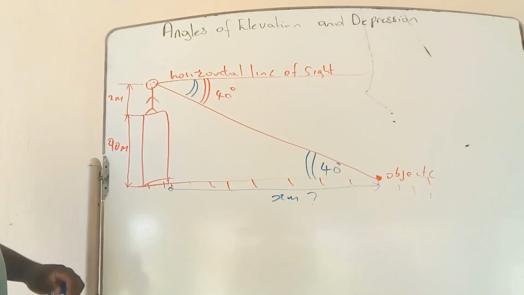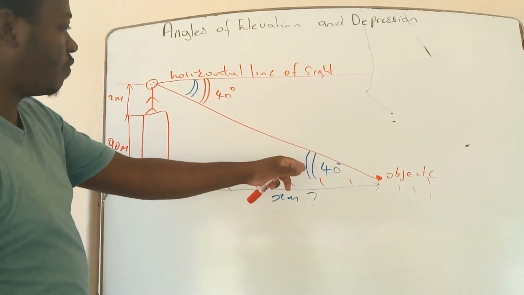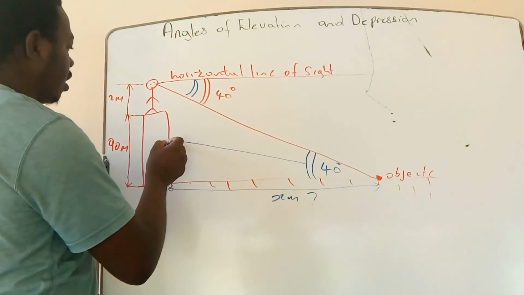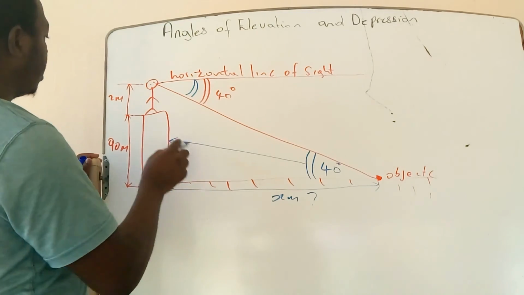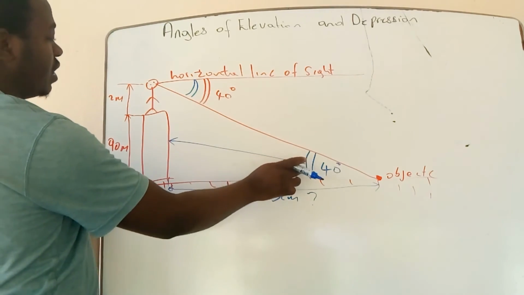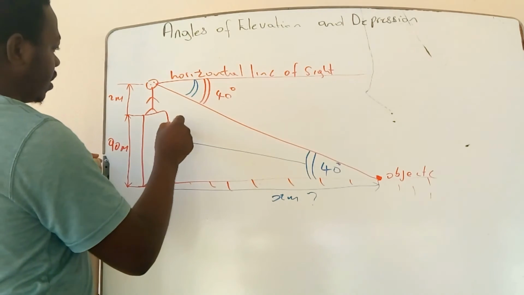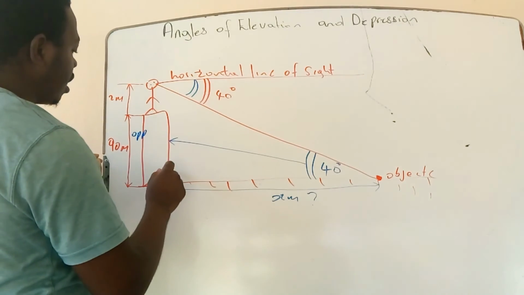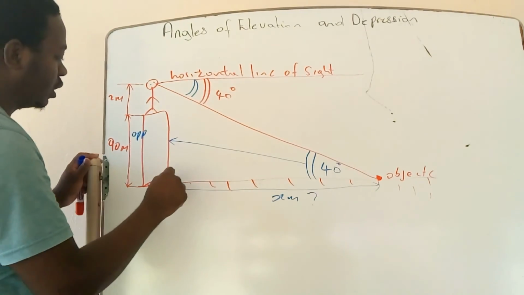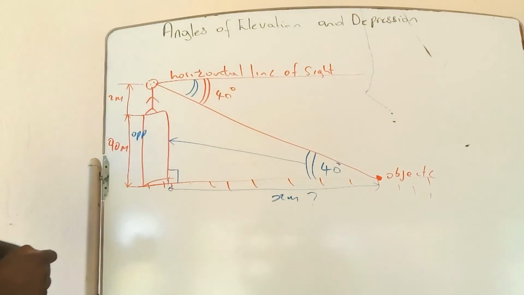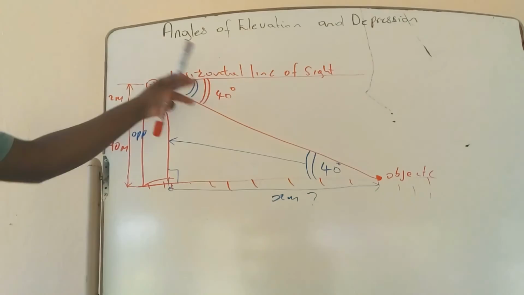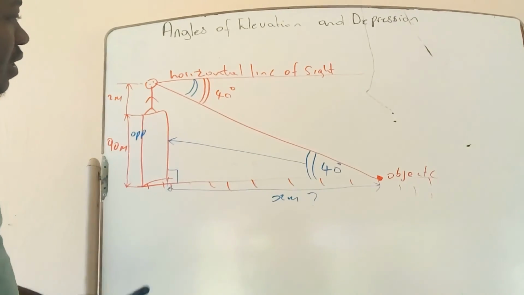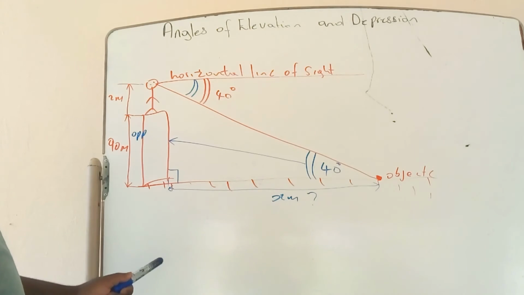Now, we know an angle, so this is 40 degrees. From this angle, this side is the opposite side. We know that the building and the ground form 90 degrees, so you can see the triangle. This is basically a right angle triangle.